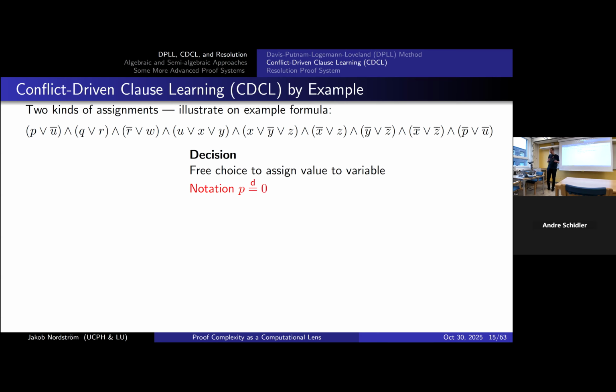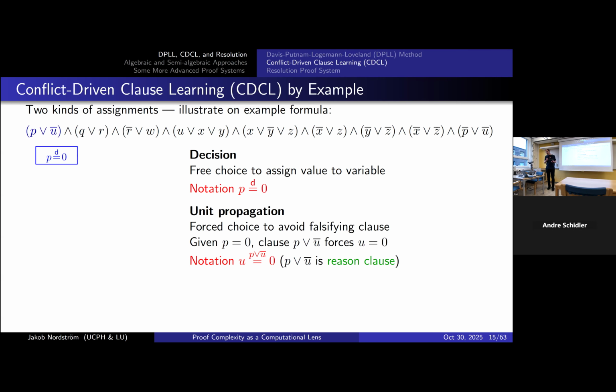Okay, and I'll make a notation here. I'm building my partial truth value assignment, and I'll just let this denote that P is set to false, and it's a decision. It's a free decision. But once I've set P to false, you realize that this first clause here, when P is false, U has to be false, or else I've screwed up this clause.